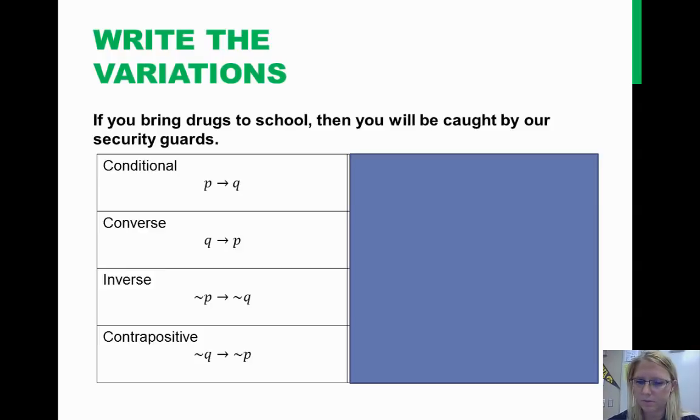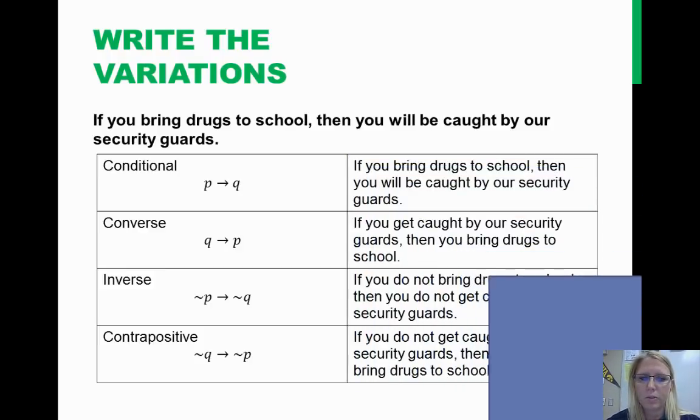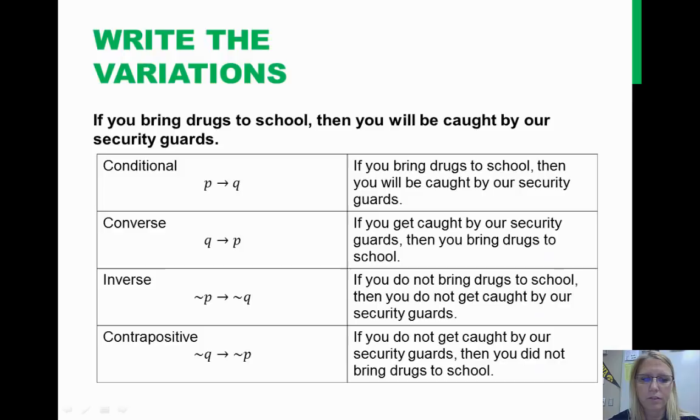Okay, so let's see. We already talked about the first one, so let's do the converse. That's just switching the two statements. If you get caught by a security guard, then you bring drugs to school. So that is the converse. The inverse is if you do not bring drugs to school, then you do not get caught by our security guards. And the contrapositive, if you do not get caught by our security guards, then you did not bring drugs to school.